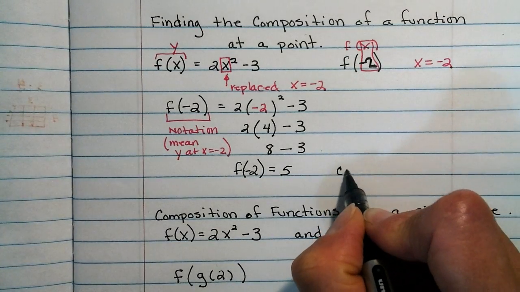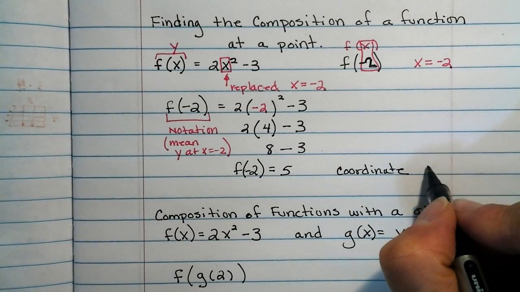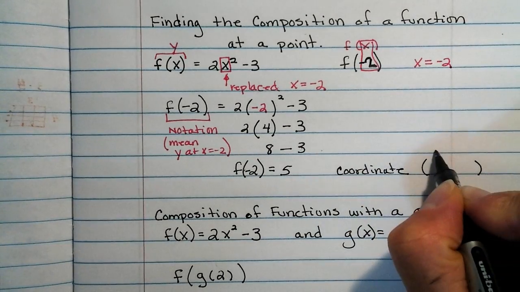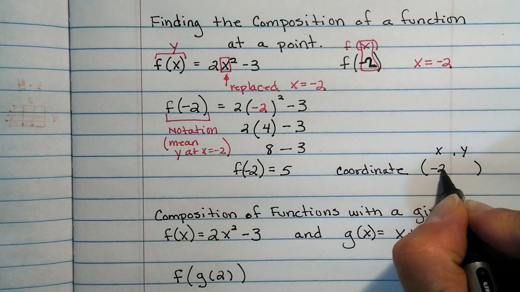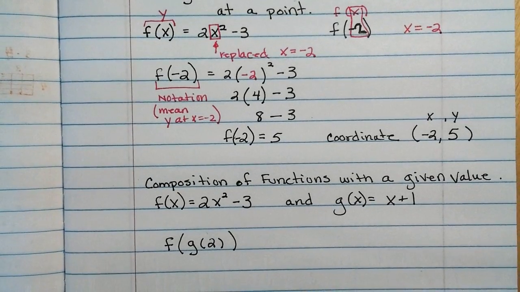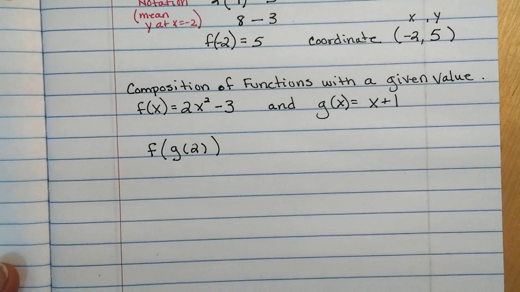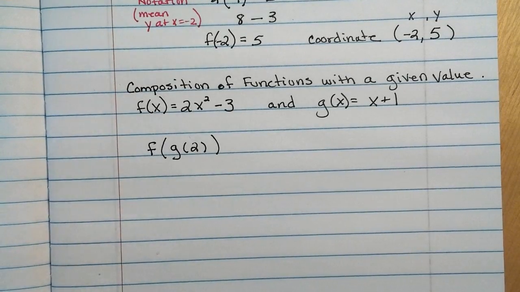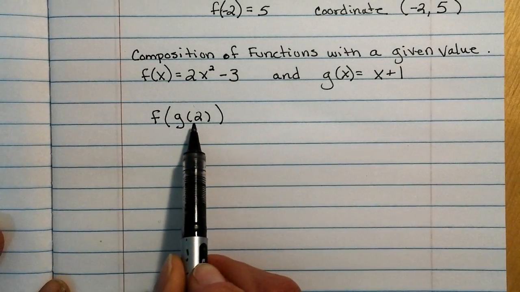So if I write this as a coordinate, remember a coordinate is x first and then y. My x is -2 and my y is 5. Okay, so let's take this a step further: composition of functions with a given value. Notice I have the same equation, but my notation looks a little bit different.